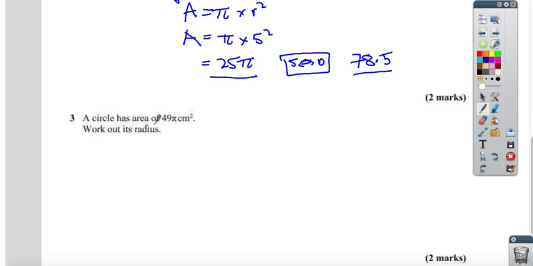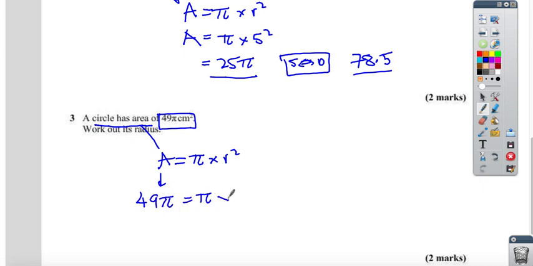A circle has an area. Again, circle area. Let's recall the formula. Area equals pi times r squared. And it tells you the area is 49 pi. So instead of area, I'm going to use 49 pi. So 49 pi must equal pi times r squared. Well, both sides have got pi on them. So we just look at the other bits and say, well, 49 must be the same as r squared.